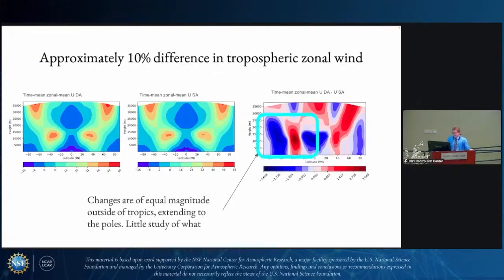And you see changes of approximately equal magnitude outside of the tropics. So the linear theory and idealized studies give you a good idea of why the biases in the tropics are happening. Extending this to the mid-latitudes and the poles is going to be a matter of further work.